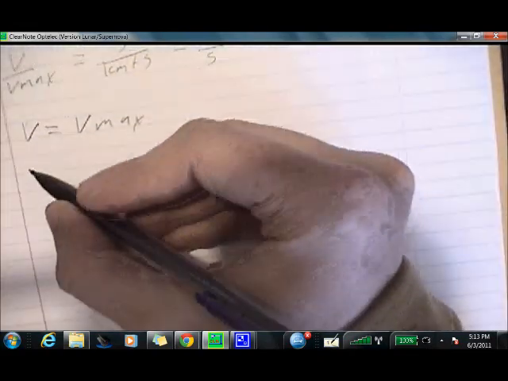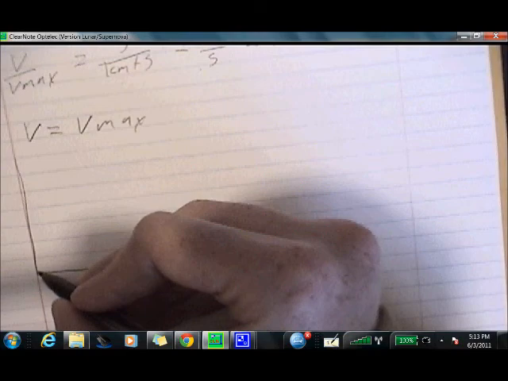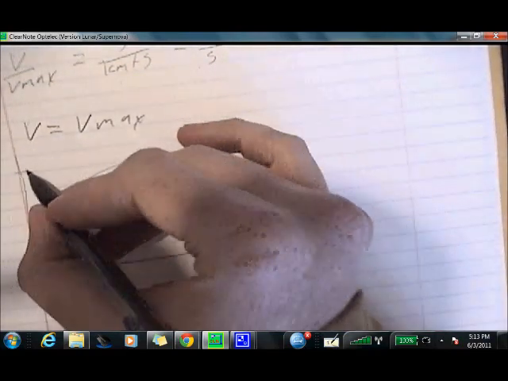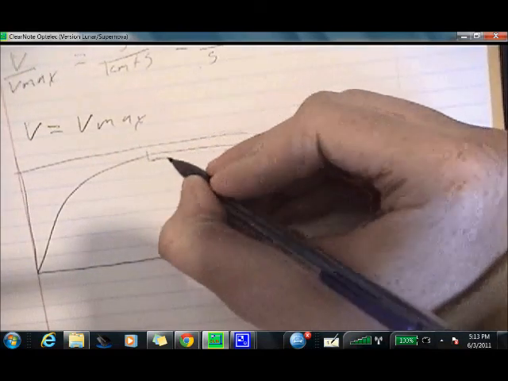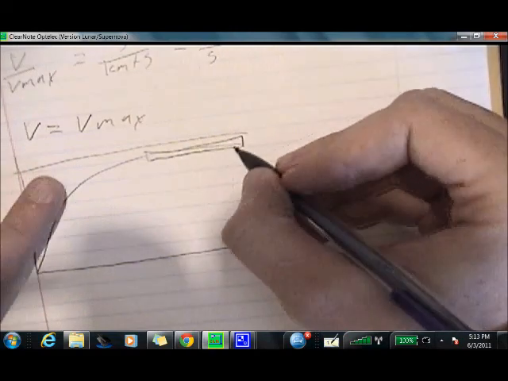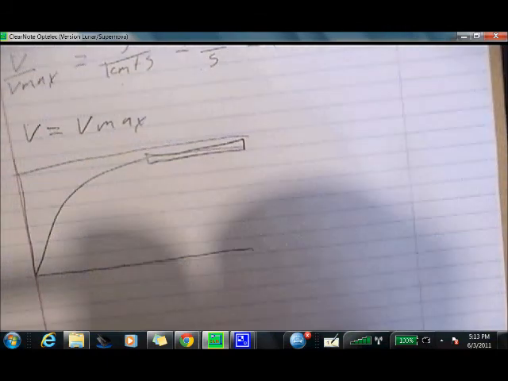Okay, when you look at the Michaelis-Menten graph, your velocity is linear at this point, at Vmax. When it's approaching Vmax, it's almost linear, which means your velocity doesn't change over time.